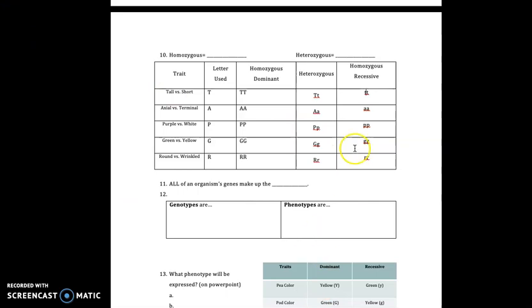Here's our chart showing us the genotypes, and we'll talk about what genotypes are. The genotypes of each one of these pea plants. Okay. So what do we do with these letters exactly? Well, we're going to start putting them into Punnett squares. So we're going to go through 11 and 12, and then we're going to go through Punnett squares, okay?